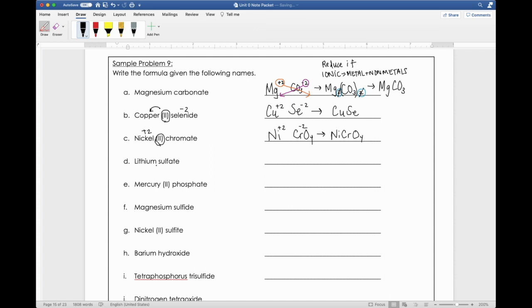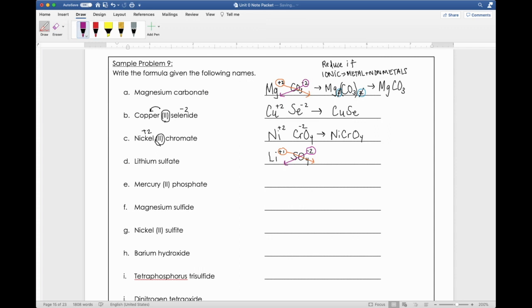Here's one where it's actually not 2 to 2, so that works out great. Lithium, notice there is no Roman numeral here because lithium only has 1 charge. It's an alkali metal, so its only charge is +1. And sulfate is SO4 with a -2 charge. So we do have to do a little switching here. Lithium's charge is +1, so that means that it becomes the subscript for sulfate. And sulfate's charge is -2, so that 2 becomes the subscript for lithium.